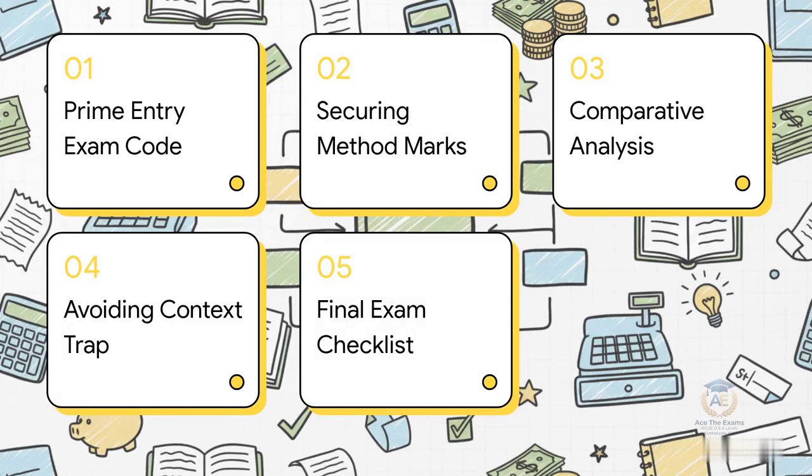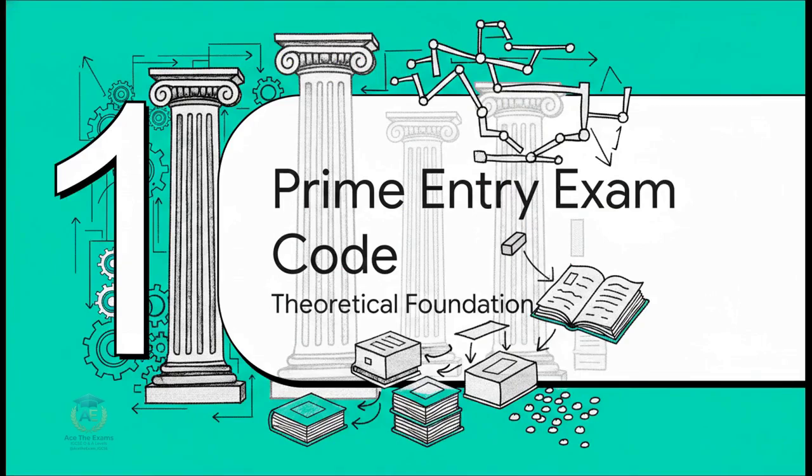Here is our roadmap for today's explainer. We'll start with number 1, the Prime Entry exam code. Then 2, securing method marks. 3, comparative analysis. 4, avoiding the context trap. And finally, number 5, the final examiner checklist. Let's dive right into Section 1, the Prime Entry exam code, where we crack the theoretical foundation.